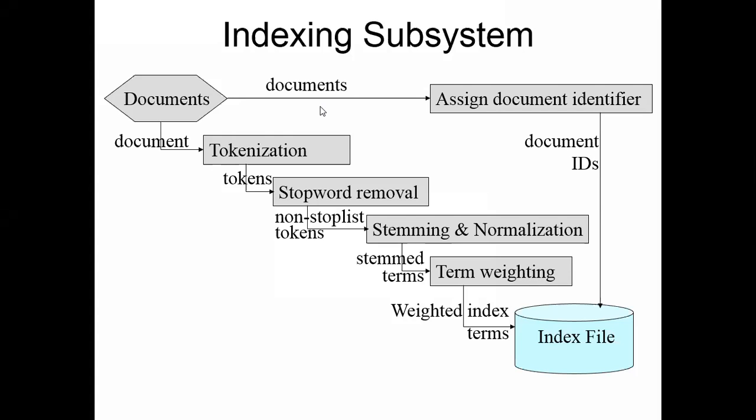So during indexing, since the input is the document collection and the output is the index file, the document has to be converted into index terms. To convert the documents into index terms, we have to apply tokenization, stop word detection, stemming, and normalization.